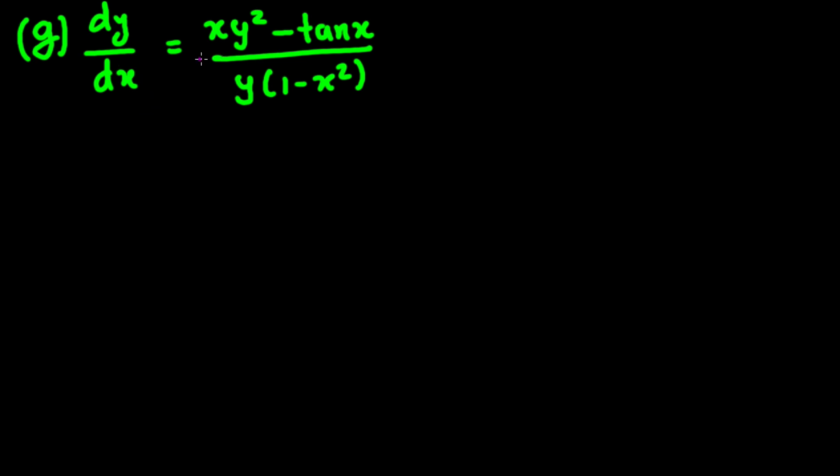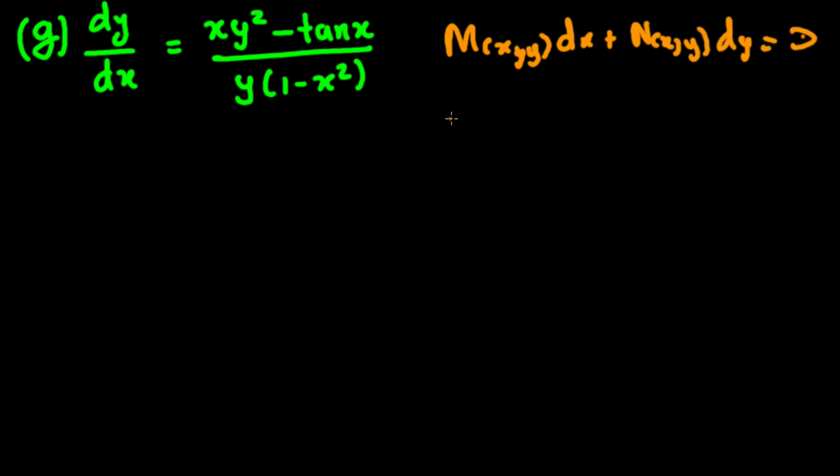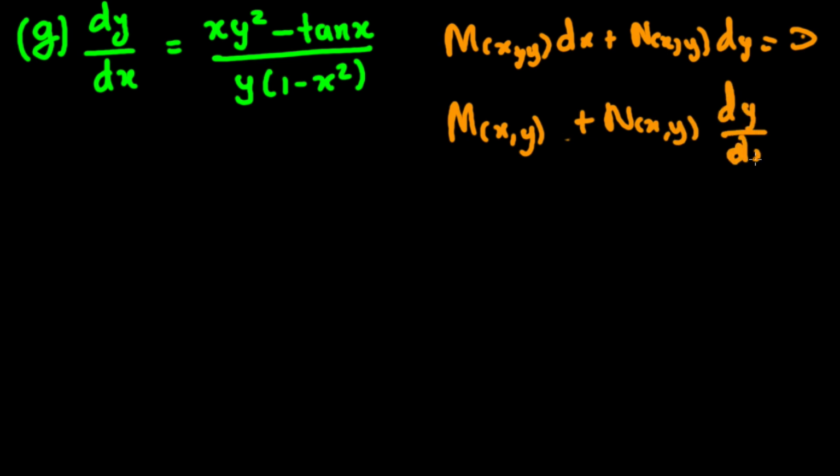Here we have, this is an exact differential equation. As I mentioned before, there are two different standard forms you can use for an exact equation. First one is m of x comma y multiplied by dx plus n of x comma y multiplied by dy, that will be equal to 0. Or in another way you will have something like this. You will have m of x comma y, without dx, plus n of x comma y multiplied by dy by dx, that's equal to 0.